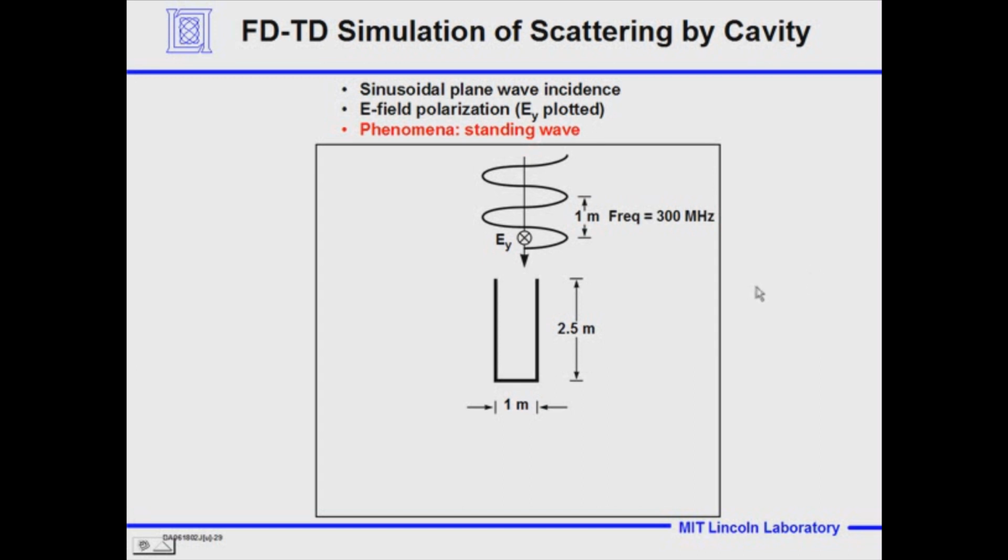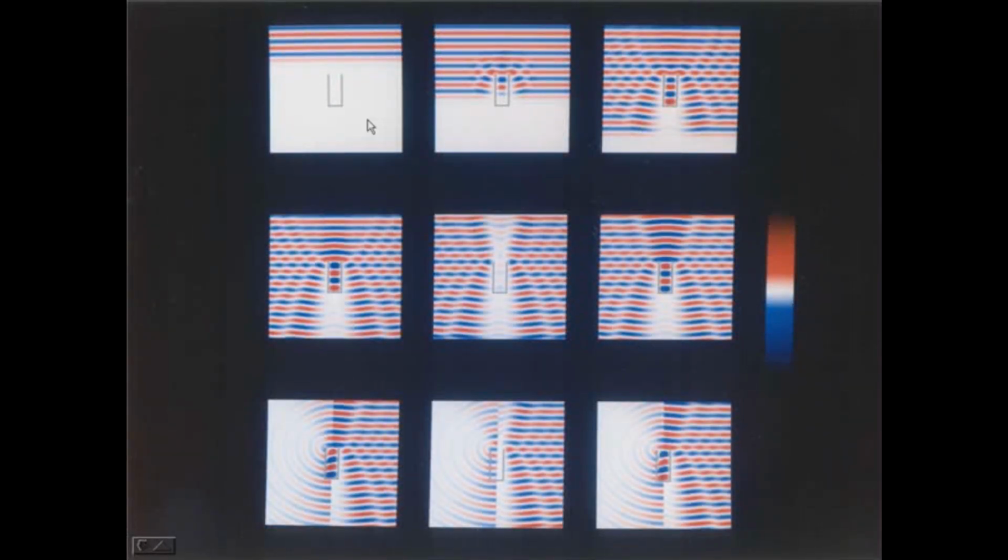And lastly, we're looking at a simulation of scattering by a cavity, and the phenomenon we're going to look at is a standing wave. And here we have a frequency of 300 megahertz. The wavelength is a meter, and it's a 2.5 meter deep cavity, 1 meter wide. So there's a resonance here. The wavelength is the size of the cavity, and it all resonates very nicely. And you see the wave come in.